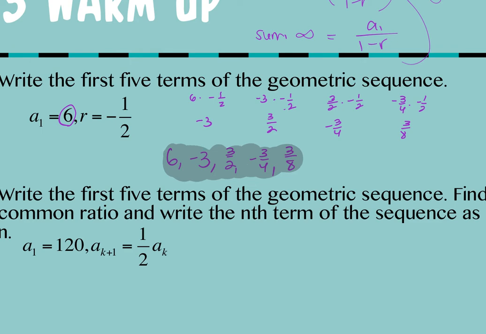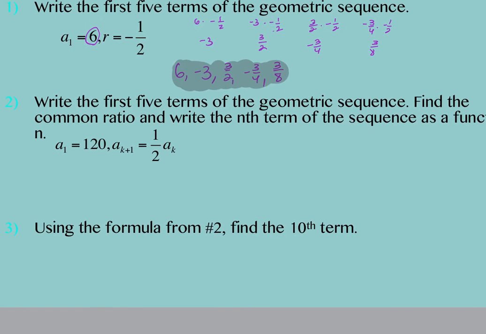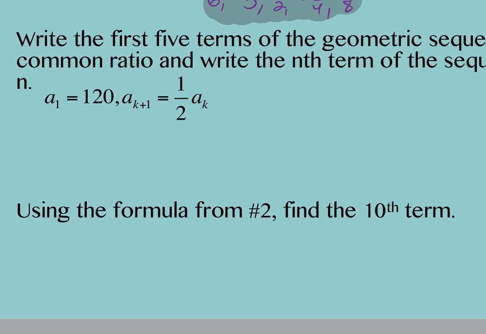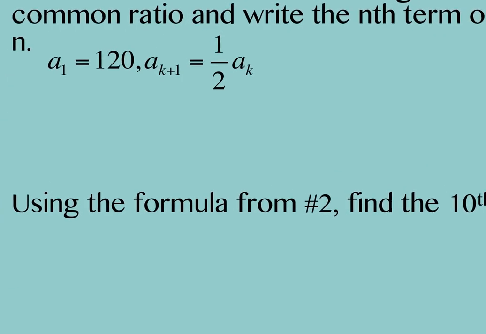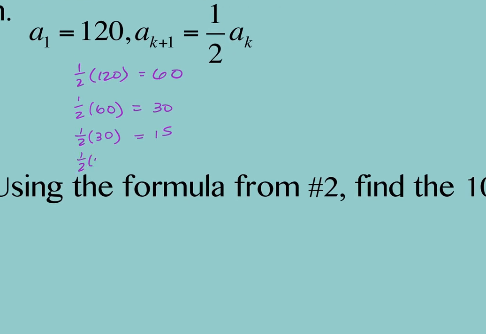Questions on that one? All right, 2 says write the first 5 terms of the geometric sequence, find the common ratio, and write the nth term of the sequence as a function of n. So here's my recursive. It starts with 120, and then I would do 120 times a half, and I get 60, and then I do a half times that 60, and I get 30, and then a half times 30, and I get 15. And then a half times 15, which is 15 over 2, or 7.5.